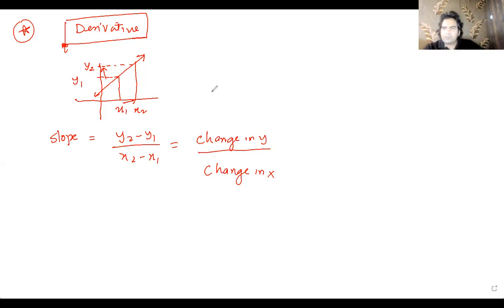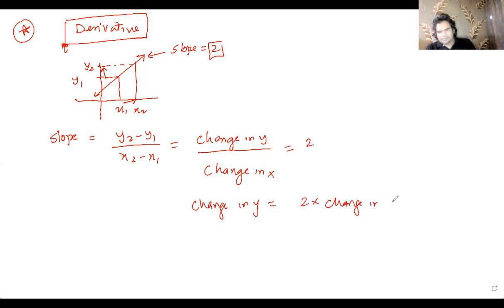Now the context becomes completely different. For a line, if I say the slope is 2, what does this slope 2 mean to us? It means that change in y will be 2 times change in x. In simple language, if I change the x value by 0.01, the y value will change by 0.02. So the change in y will be double the change in x. That's the meaning of the slope.